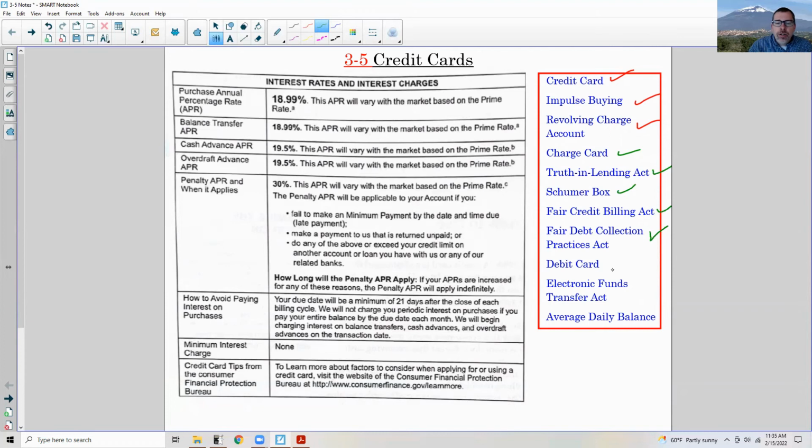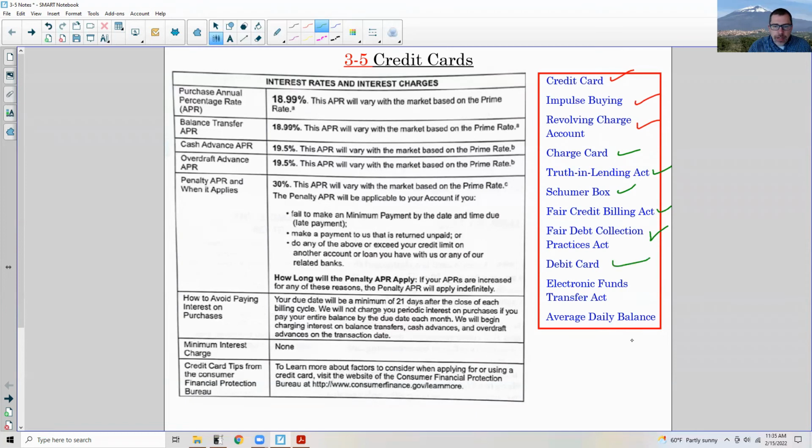And a debit card you cannot use unless there's money to back it in your account. So if I have $1,000 in my checking account, I can use my debit card up to that amount. I cannot be overdrawn. It's like writing a check that you can't cash. Okay, there's no money to back it. You cannot use a debit card if there's no money in your account.